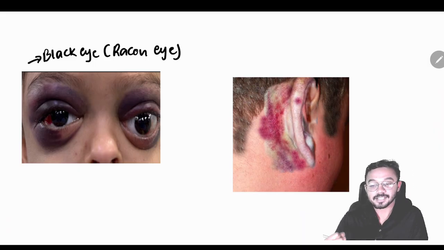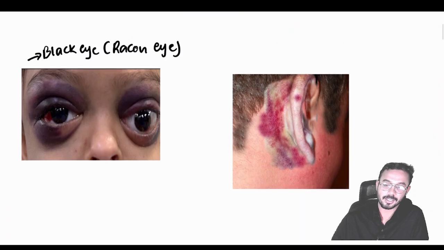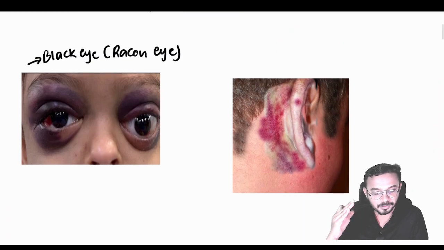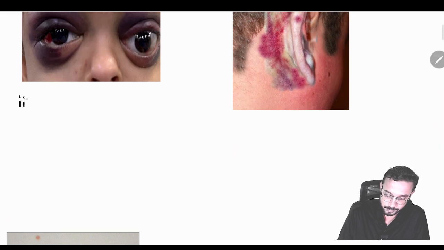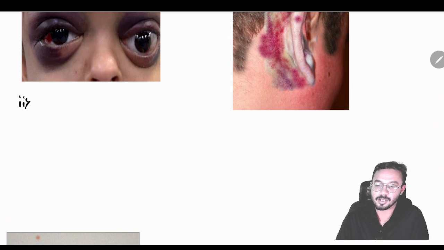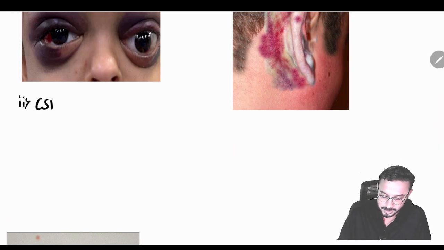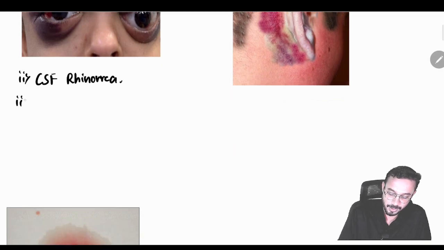This is about anterior cranial fossa, very important. This is the most common, compared to middle cranial fossa and posterior cranial fossa. One more sign you will get is CSF leaking from your nose. That is known as rhinorrhea. Rhino means nose, and CSF is coming from the nose, so it is CSF rhinorrhea.